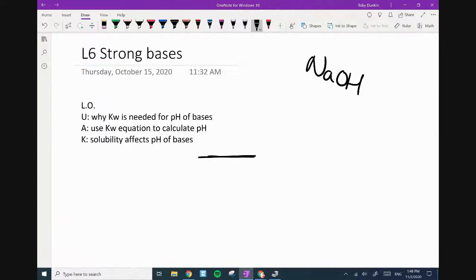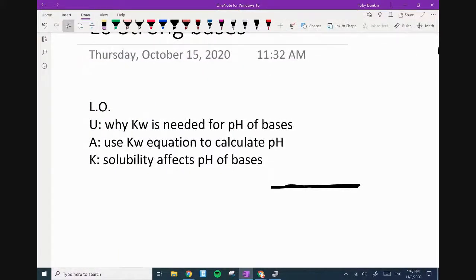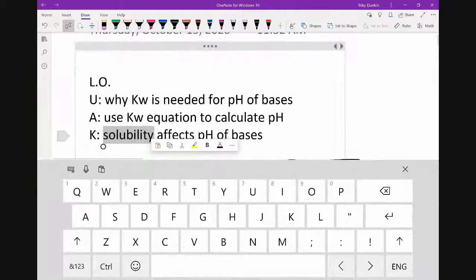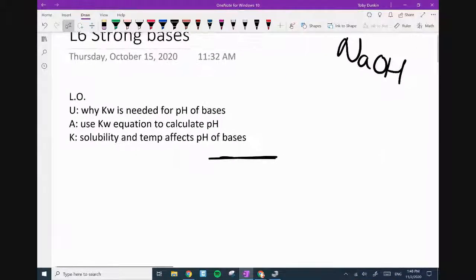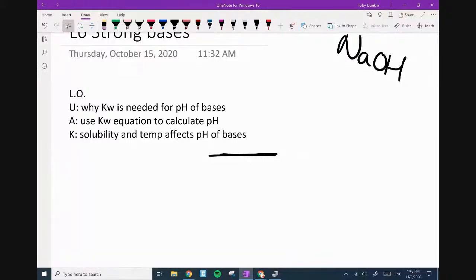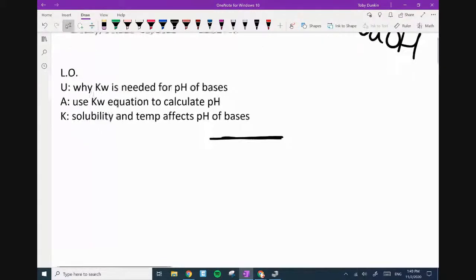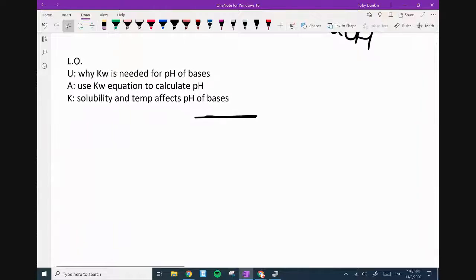Okay, so first learning objective: understand why Kw is needed for pH of bases. Seems reasonable. Next, be able to use Kw to calculate pH. Again, very reasonable. And the last one is to know how solubility and temperature affect pH of bases. I've suddenly realized that I haven't added the solubility bit onto my YouTube channel, so I'll add that there as well at the end of the lesson.